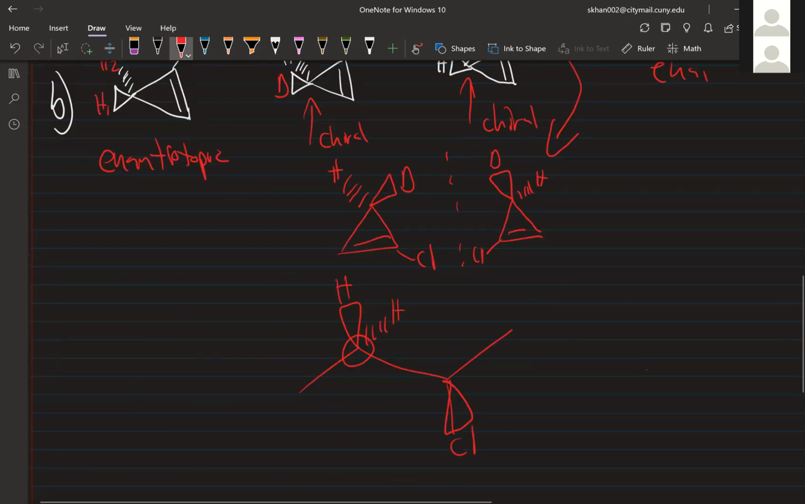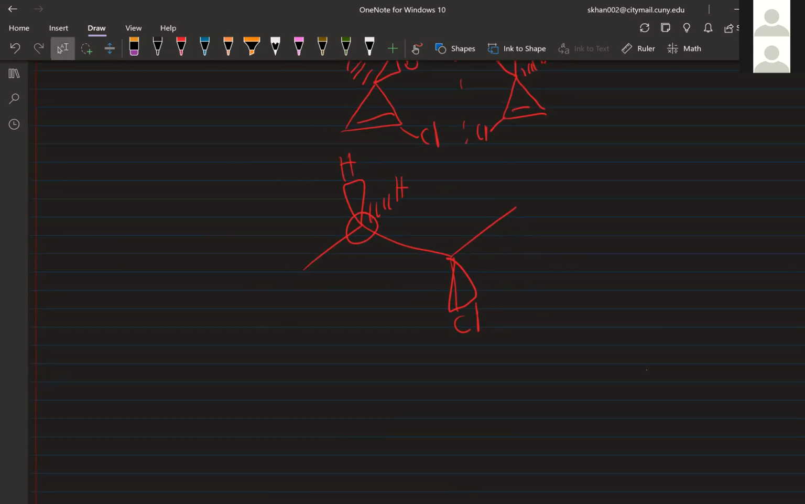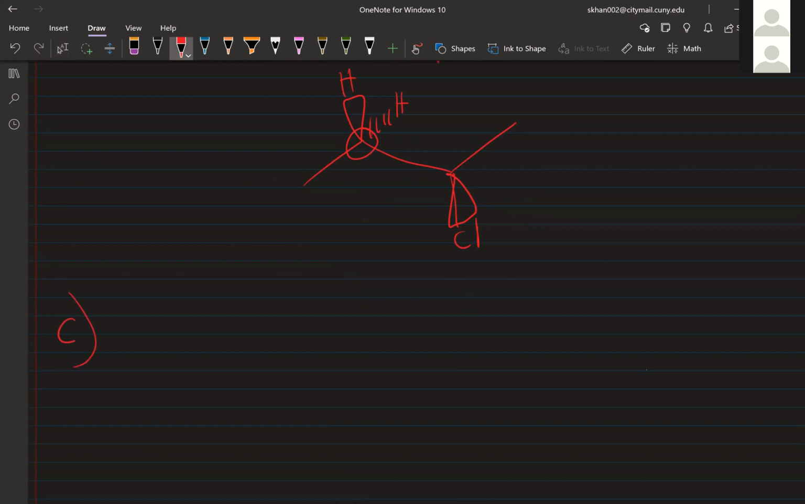So make sure I write it right. Let's see which one here. Oh, C is actually perfect, right? So we did C, which is almost similar, right?